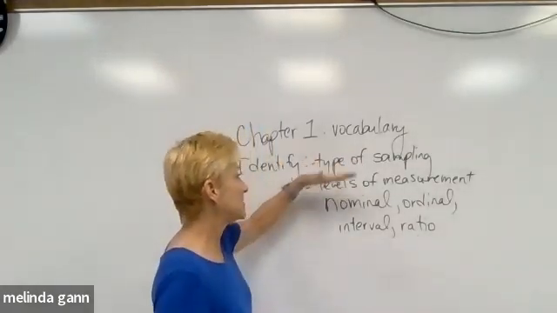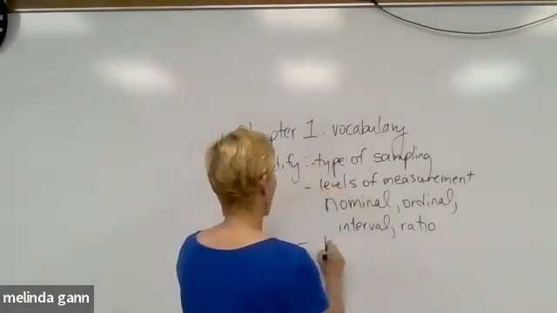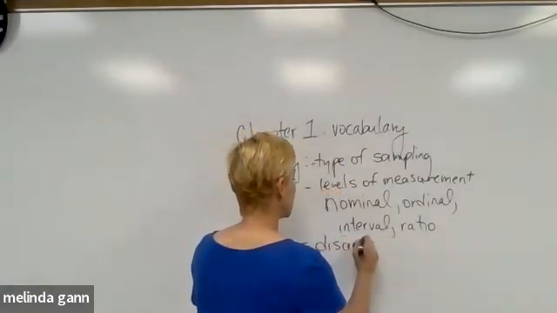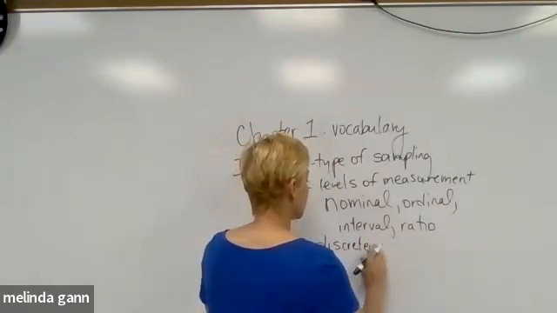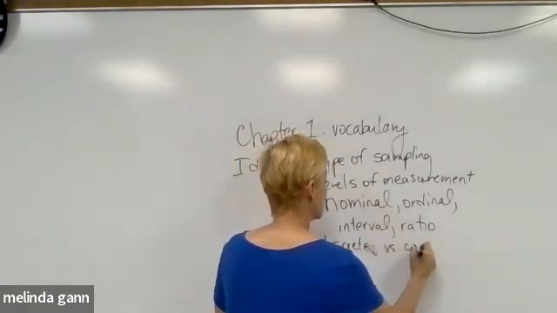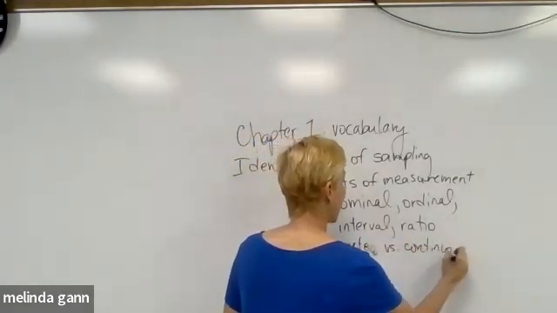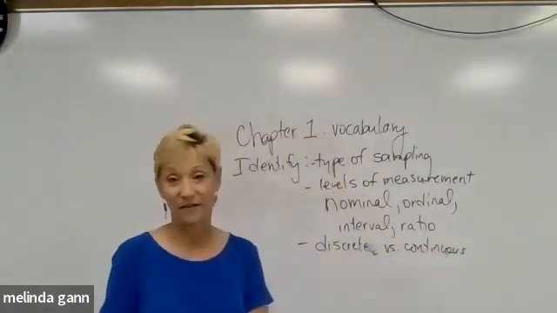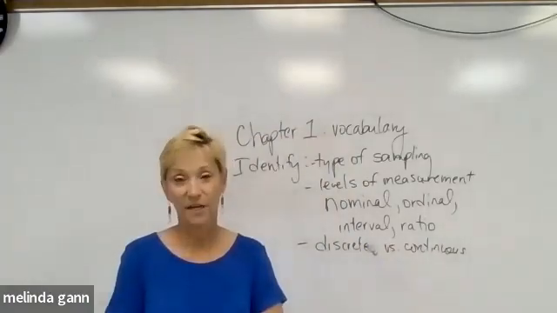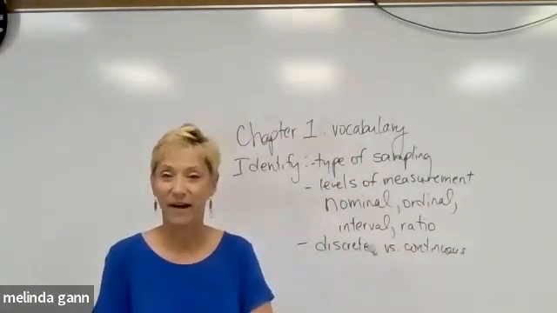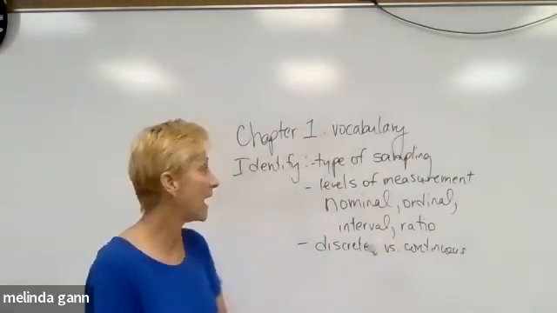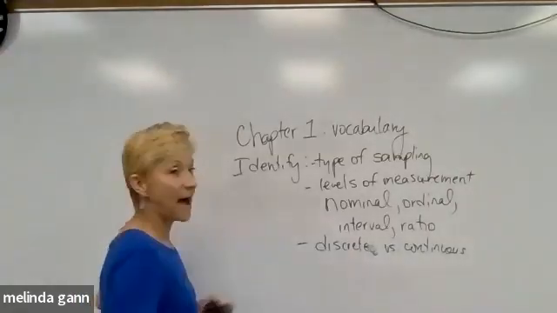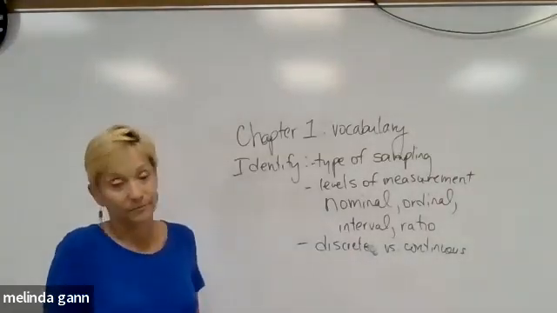So types of sampling, levels of measurement, whether something is discrete data versus continuous data. So a lot of vocabulary, and like I said, things out of chapter 1, like identify. Okay, so that's the kind of questions you'd probably have out of chapter 1. All right, now, what about chapter 2?